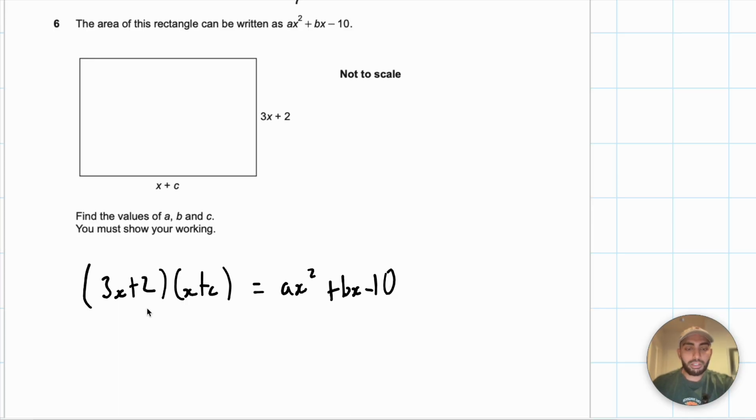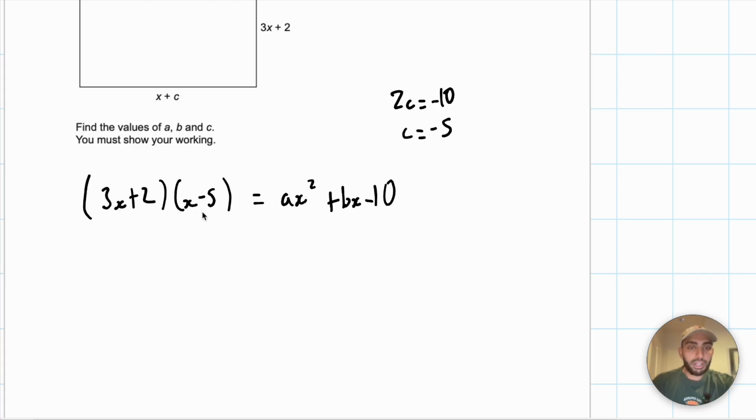Here I can see the 2 multiplied by the c will give me negative 10. So 2 times c is negative 10. That's telling me the c is worth negative 5. I'm going to erase this c and change it to a negative 5. So it will become x minus 5 in that bracket. I can expand this bracket out and then I can see what a and b will be. I'm going to multiply everything in this bracket by everything in this bracket.